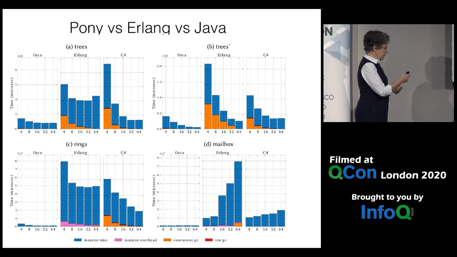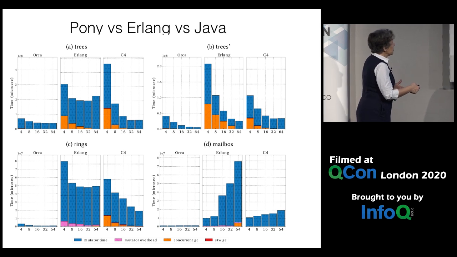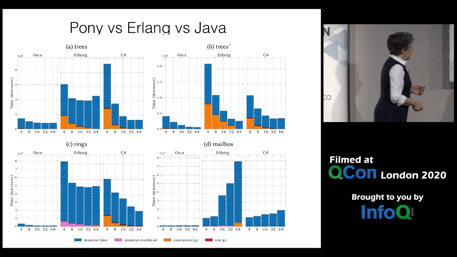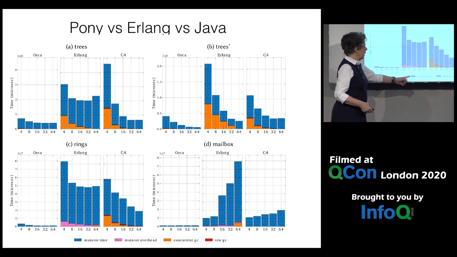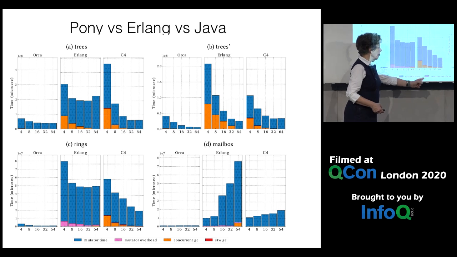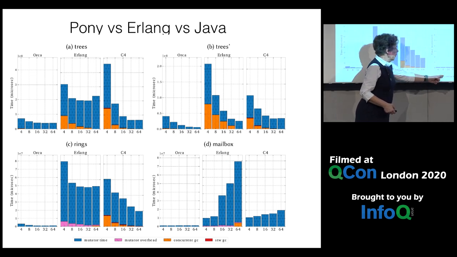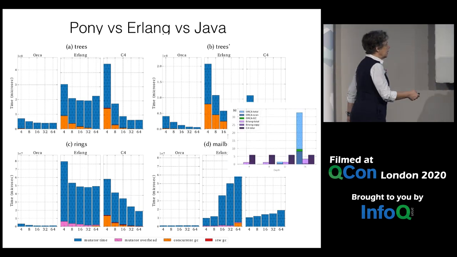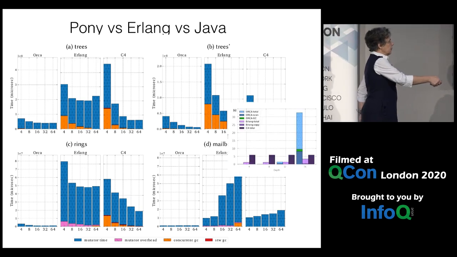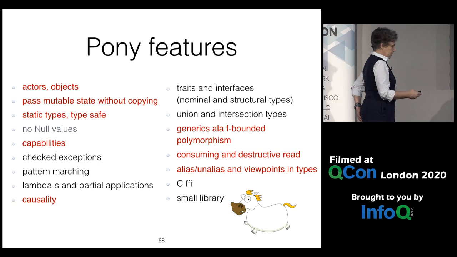So here is again our evaluation with respect to Erlang and Java using C4. And we have distinguished between the mutator time, the overhead of the mutator, the concurrent GC, and stop-the-world step, which works very well. And remember, footprint is not that great.